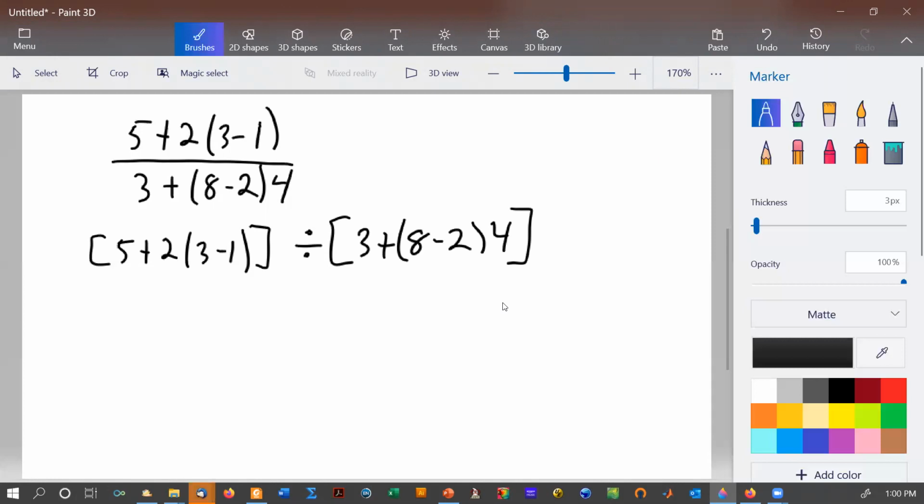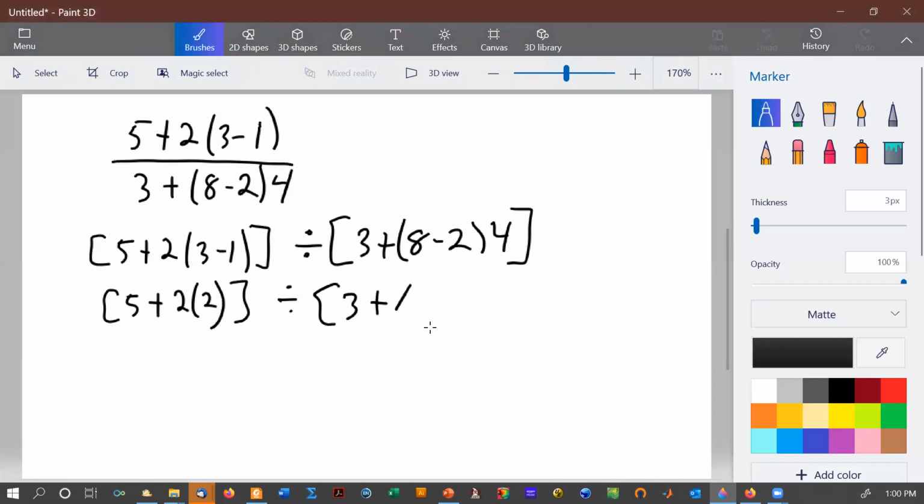And in this case, it's relatively clear what you do. You'd say, okay, well, I'm just going to apply all of the other rules of operation. I'm going to do that subtraction first, and I'm going to do that subtraction before I do anything else. So this would become 5 plus 2 times 2, divided by 3 plus, and this is 8 minus 2 is 6, 6 times 4, right?